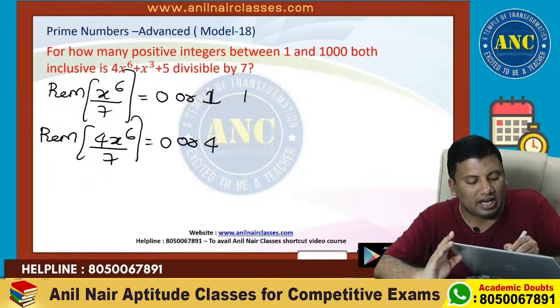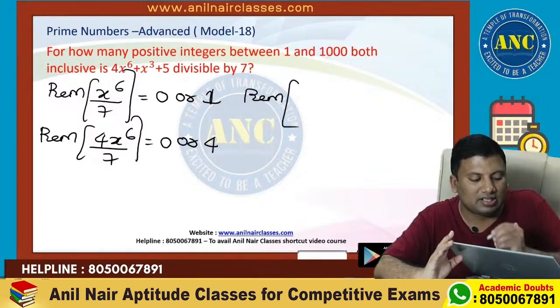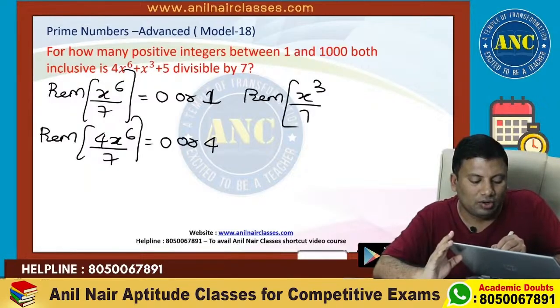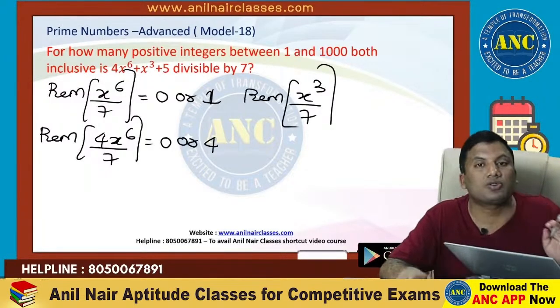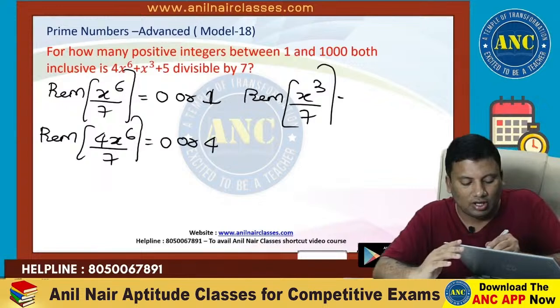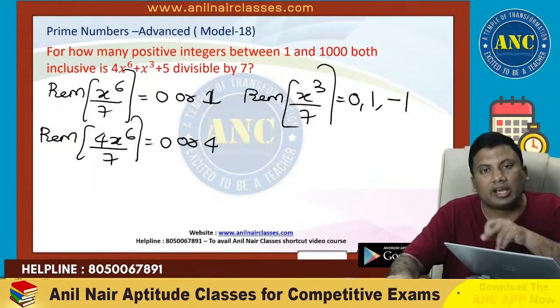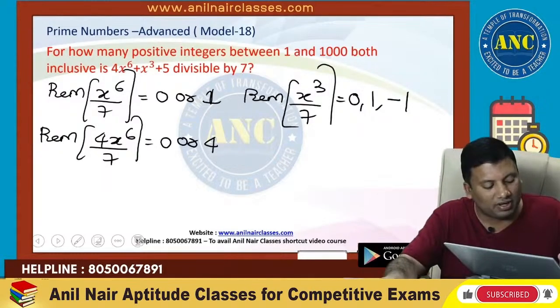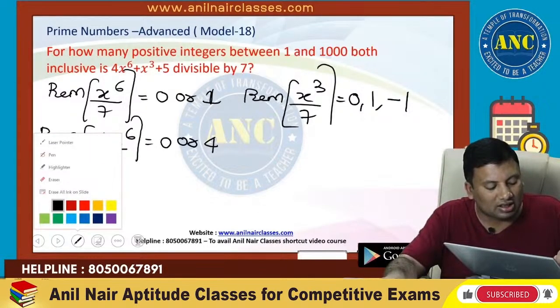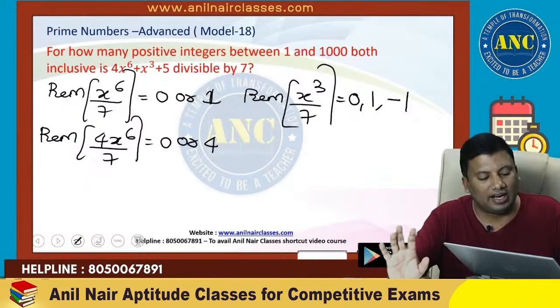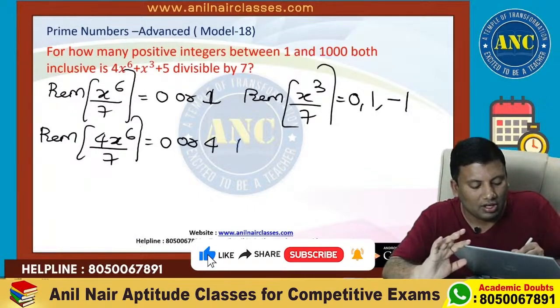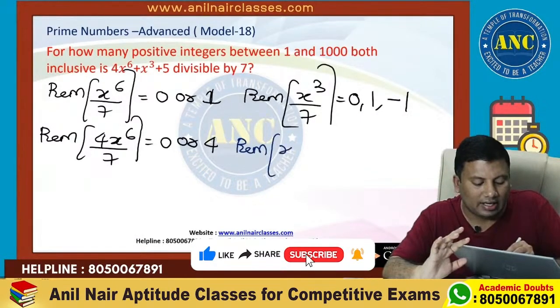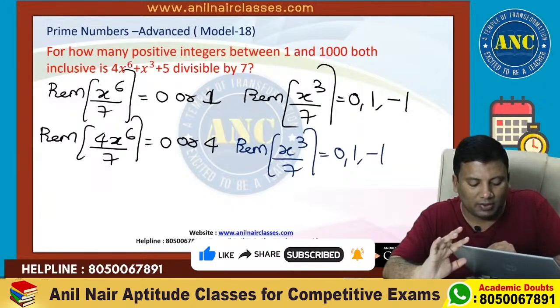If x power 6 divided by 7 is 0 or 1, consider x cube by 7. x cube whole square is x power 6, so x cube can be 0, 1 or minus 1. Think logically: if x cube by 7 is minus 1, square it, it will become x power 6. Minus 1 square is nothing but plus 1. I hope the idea is clear. So x cube by 7 is nothing but 0, 1 or minus 1.